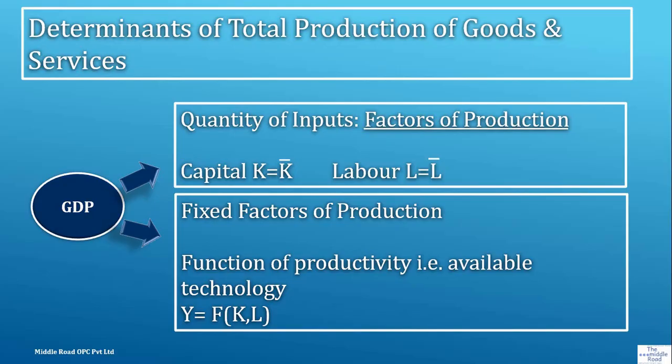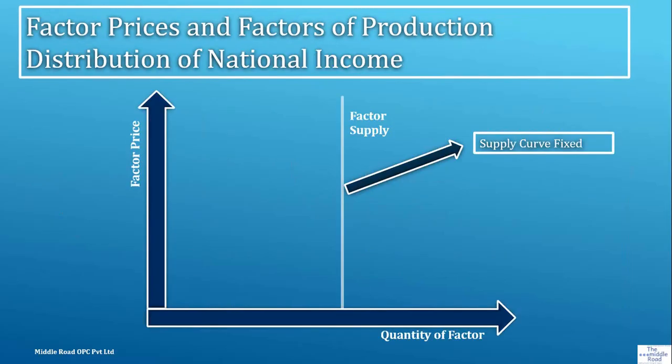So now let's look at labor prices and factors of production. This is the distribution of national income. Now we come to factor prices and production. Let's understand in the short term, with this diagram, how the factor price and the quantity of factor demanded move. Now we see a price and quantity equilibrium. We saw a diagram where the price and quantity move.